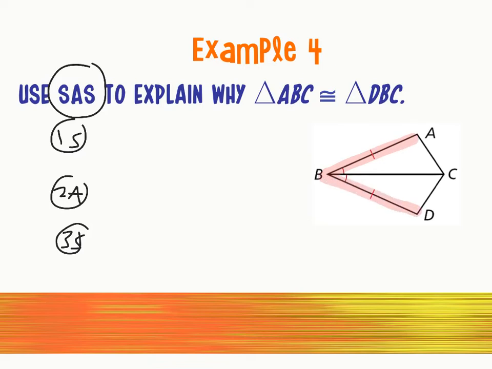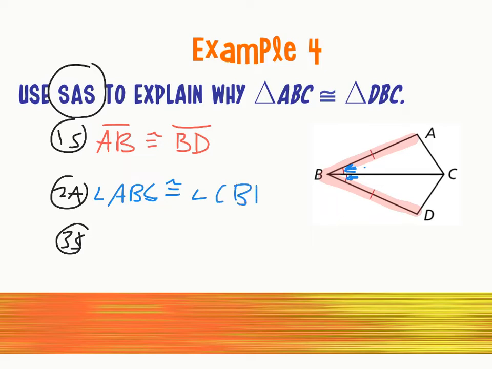So we can write for our first pair of sides that AB is congruent to BD. Because of these arc marks here, we know that these two angles are congruent. So angle ABC is congruent to angle CBD, and that was given to us as well.